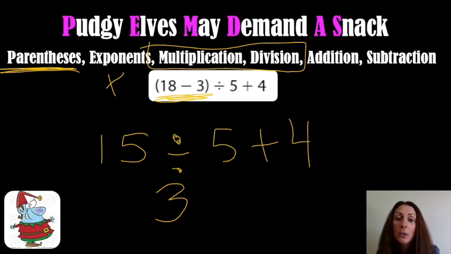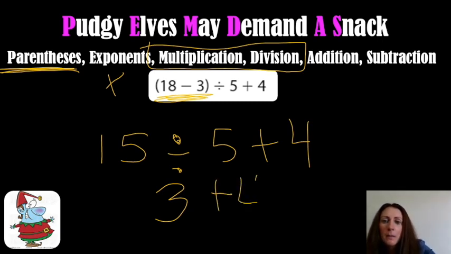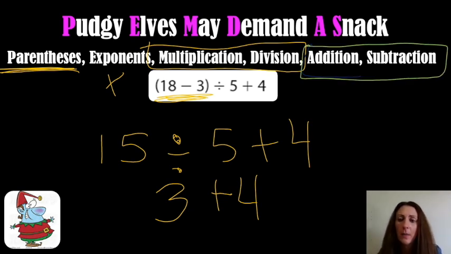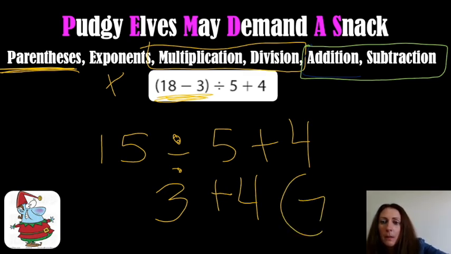Okay, so you finished the problem. What was the next step? Right, I had to rewrite my problem, and then you know that addition and subtraction are interchangeable. We talked about that in the main lesson, and we talked about that in the previous slide. So whatever comes first moving from left to right, I have what? 3 plus 4, which is addition. So my answer is 7. That's your final answer.